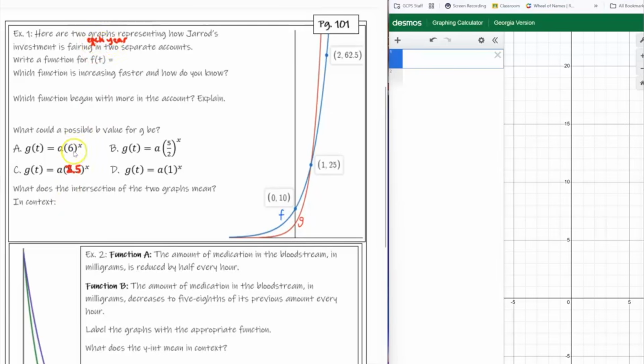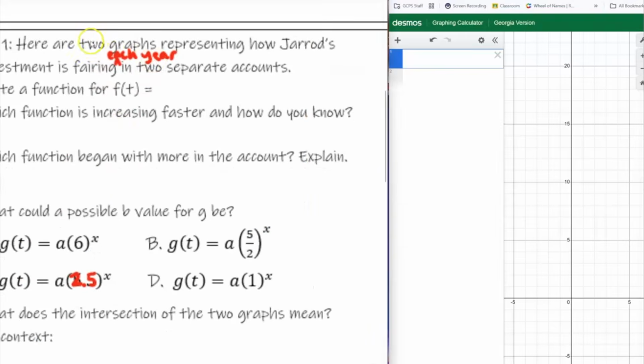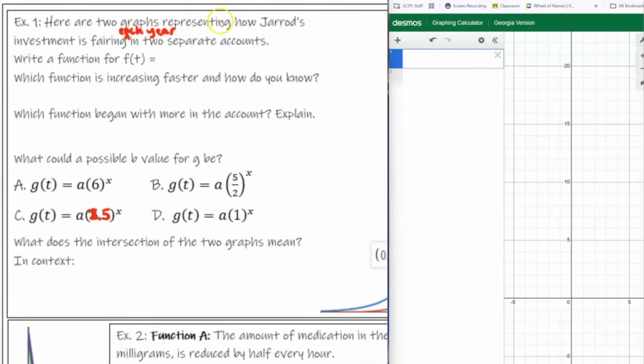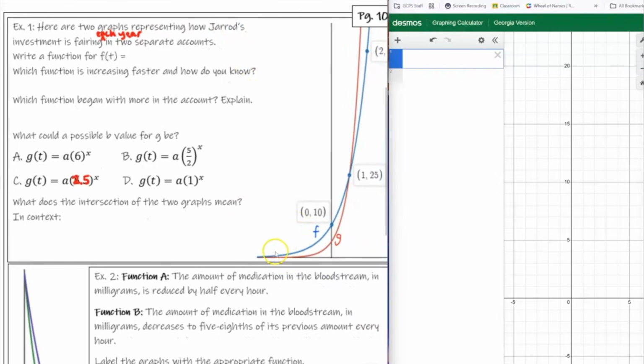Please make these two corrections to your notes. You're going to add "each year" right after "fairing," and in this parenthesis, 2.5. So in example 1 here, two graphs representing how Jared's investment is faring each year in two separate accounts. You've got account F, which is this blue line, and then account G, which is this red line. Write a function for F.